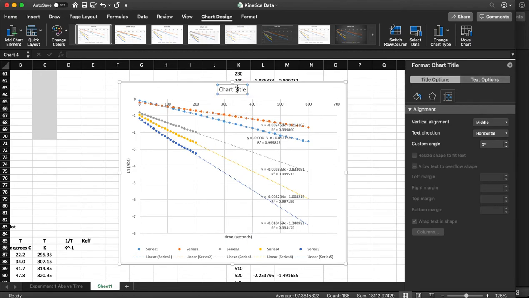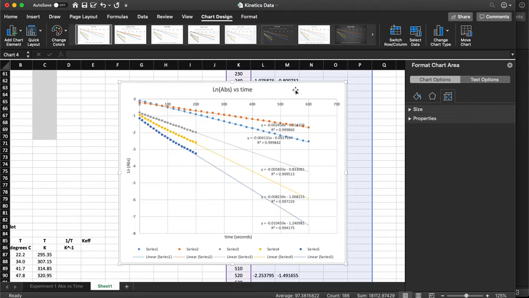And then your chart title, you can title this however you want. I'm still just going to put this as natural log of absorbance versus time, because that's really what this is. The chart title doesn't have to be one particular thing. You can modify how you want as long as it gives you a good picture of what you're looking at.